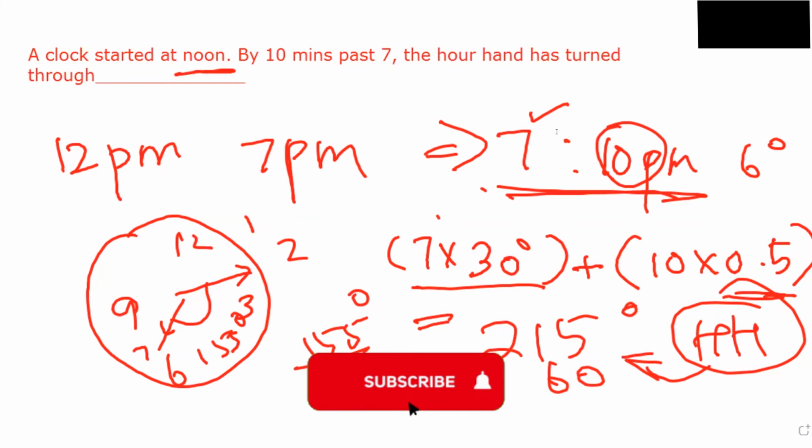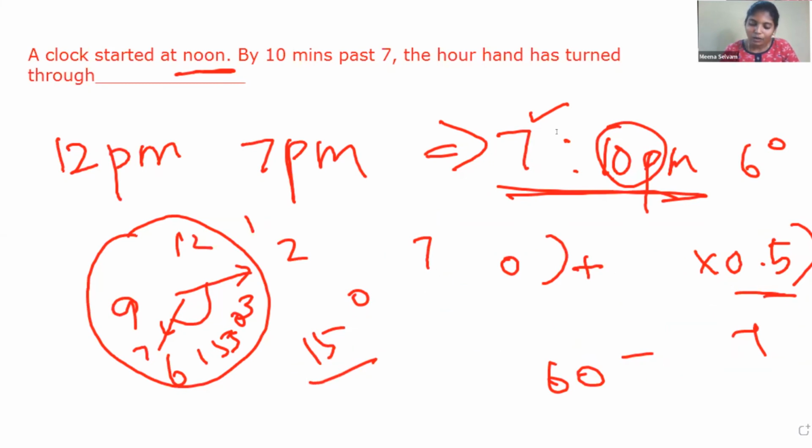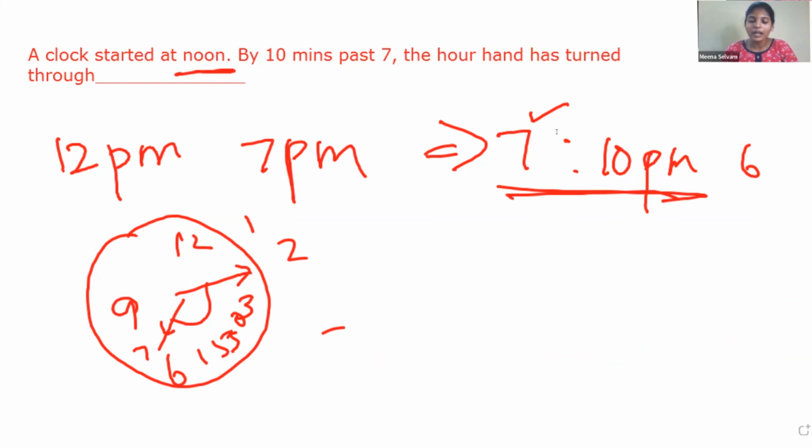Yes, ma'am. Okay. But if you look at your question, they have asked how much the hour hand has passed. So they're asking you something very simple, no need for the minute hand calculation itself. They're just asking how much the hour hand has moved for this 10 minutes movement, from here to here. This movement only they're asking.